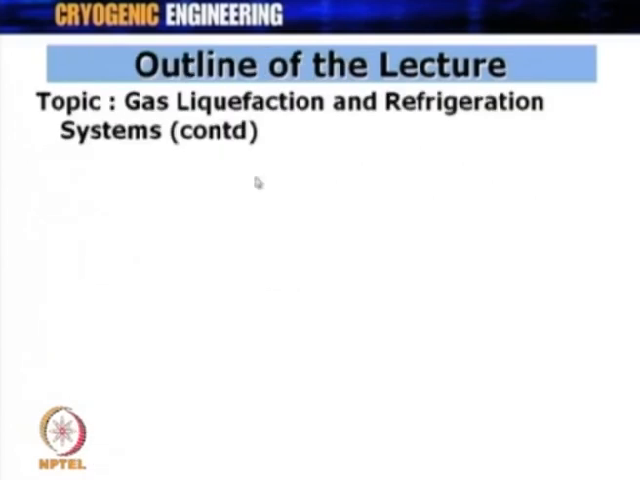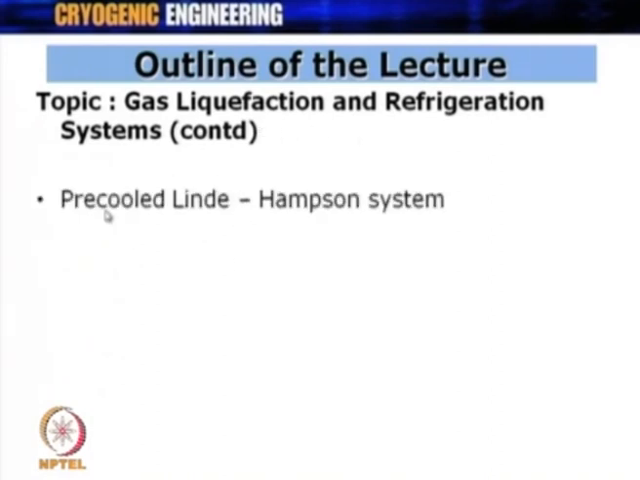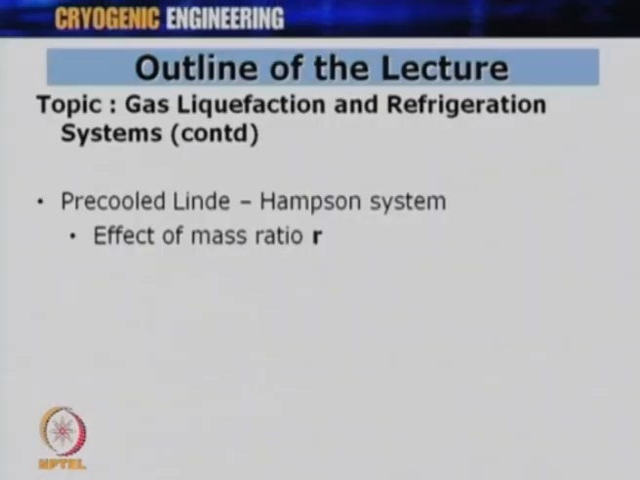With this background, the outline of the current lecture is continuing on the same topic of gas liquefaction and refrigeration systems. We will take this topic ahead, the pre-cooled Linde-Hampson system, wherein we will study the effect of different parameters that affect the performance of this system. What are these different parameters? The effect of mass ratio R, which is the ratio of the mass flow rate of the refrigerant to the mass flow rate of the gas to be liquefied. So, m dot R upon m dot is what we call the mass ratio R.